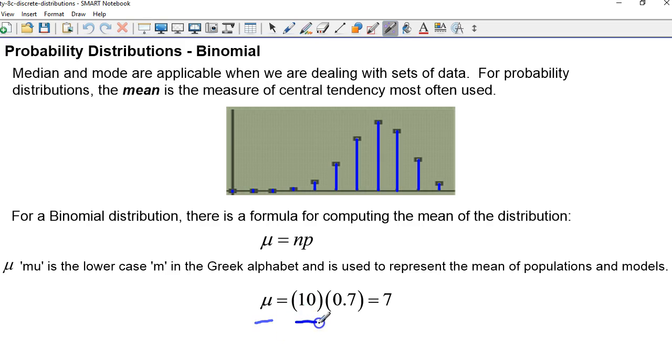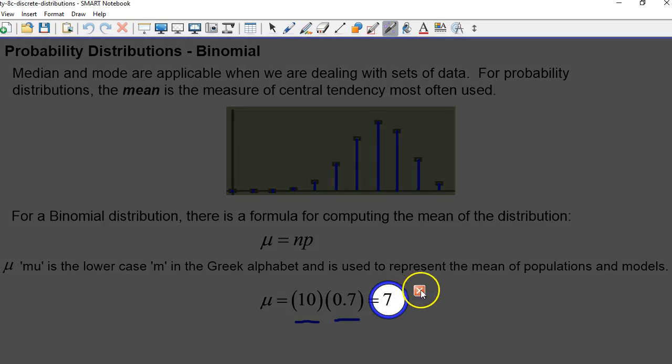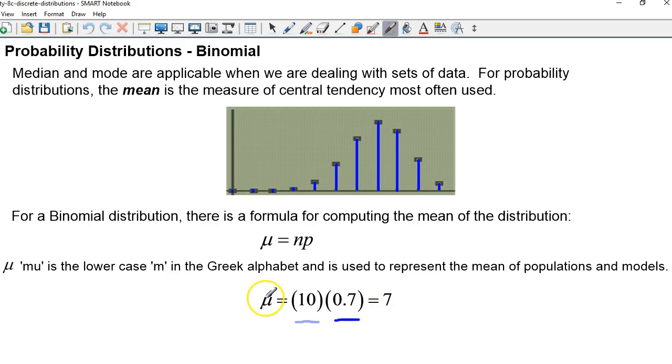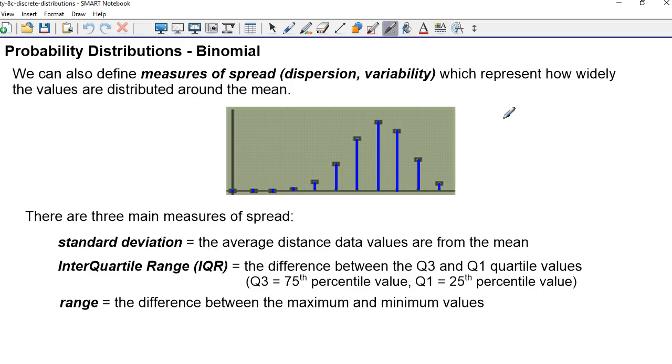If we have 10 coin flips and say the probability of a coin flip is 70%, then we should expect typically about 7 of the flips to be heads, and therefore that would be the mean value. And that is why this distribution has a central tendency of 7.